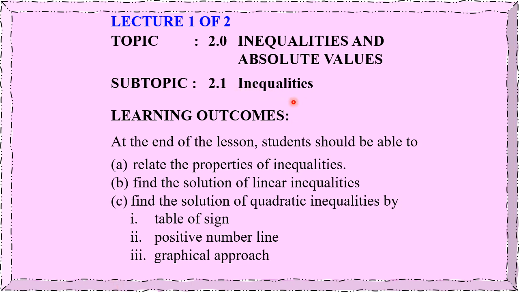The learning outcomes at the end of the lesson: students should be able to, first, relate the properties of inequality, then find the solution of linear inequality. The third one is to find the solution for quadratic inequality by table of sign, positive number line, and graphical approach. This means there will be three methods to solve the quadratic inequality.